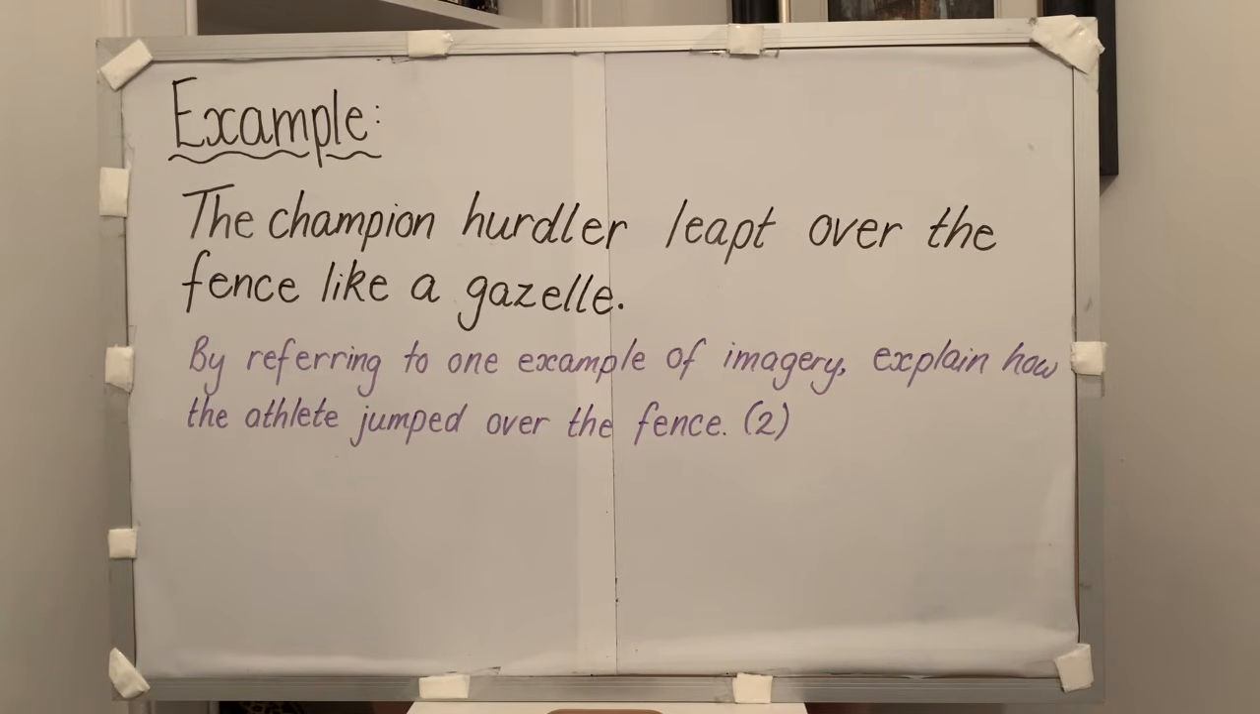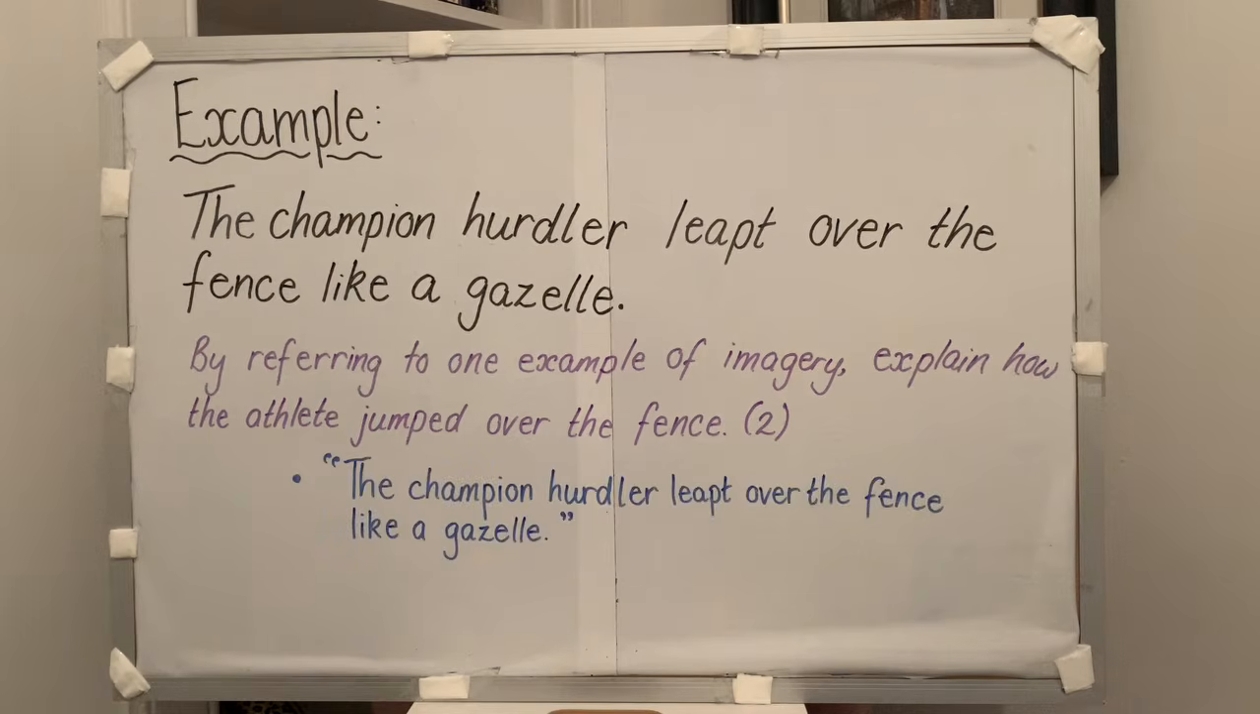So for example, this one. The champion hurdler leapt over the fence like a gazelle. Obviously, in the RUAE paper, your passage will be a little bit longer, but I was running out of space on my board. So the question is, by referring to one example of imagery, explain how the athlete jumped over the fence. If you're just doing quote and explain, the first thing you need to do is to write down the quote. Write down the relevant image. Don't copy the whole passage, just copy the bit that is important. So the simile, the metaphor, or the personification.